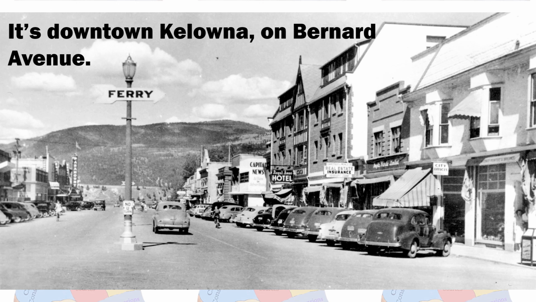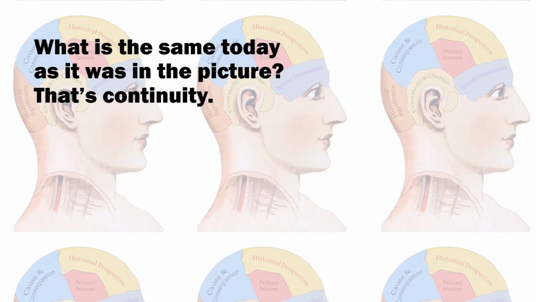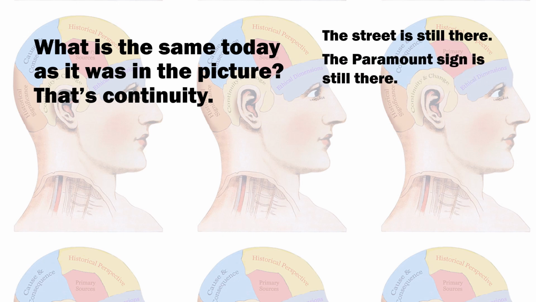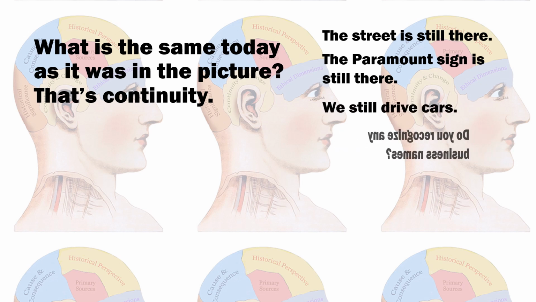If you were to look down the same line of sight today, you would see the sails, and the Paramount sign is over on the left, and it's still there now. What's the same today as it was in the picture? The street's still there. The Paramount sign is still there. We still drive cars. Do you recognize any business names?